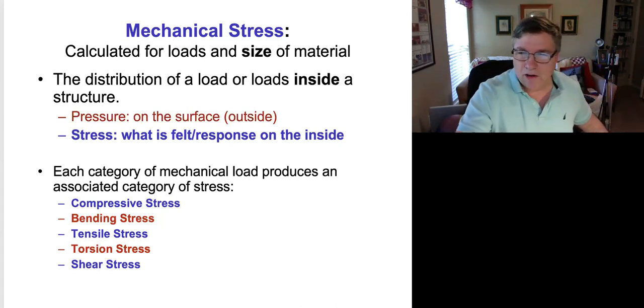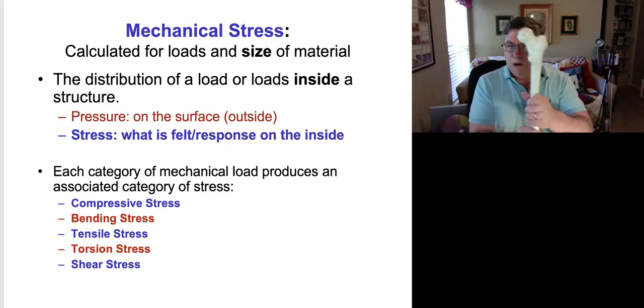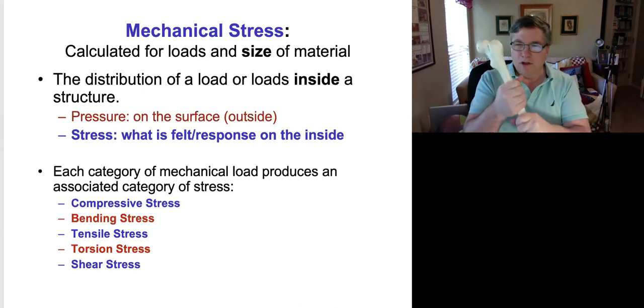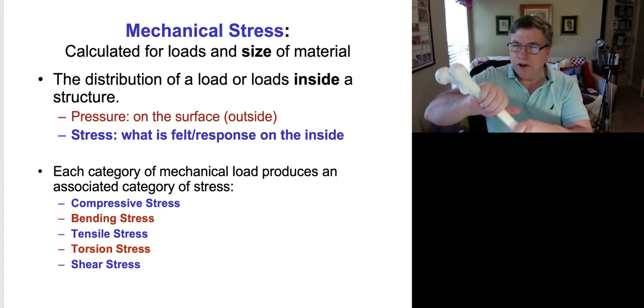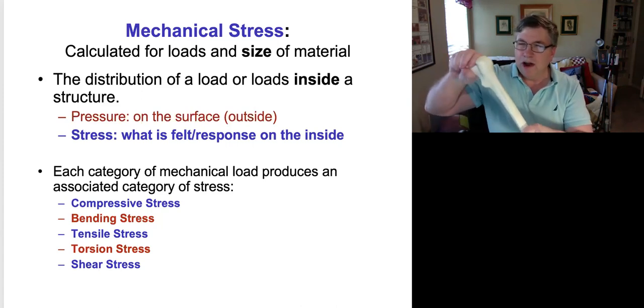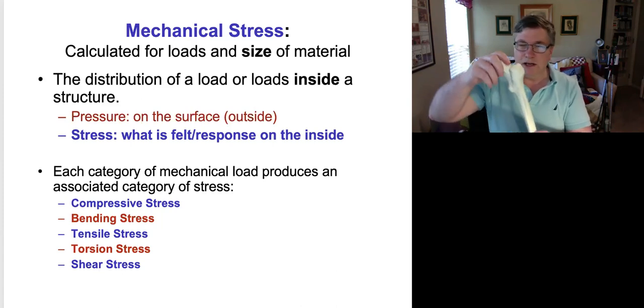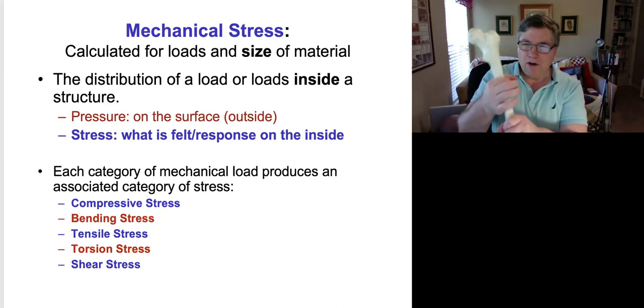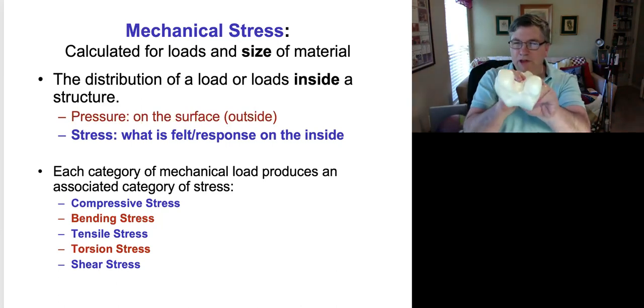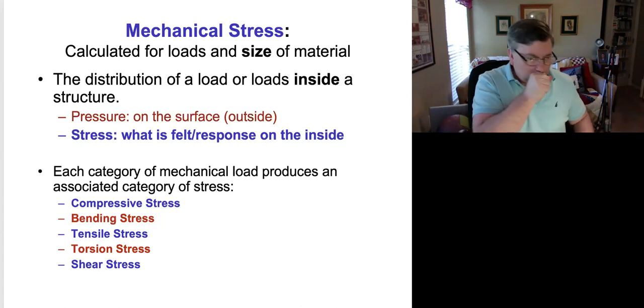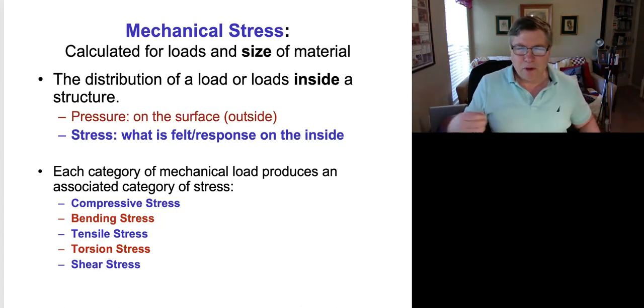Like inside the ankle or inside a critical bone, like here's the femur. If pressure is what's felt on the outside, stress is basically what's felt on the inside. The way we quantify this is the loading divided by the cross-sectional area, basically how thick something is. Stress is the response, we think, on the inside, and pressure is what we feel on the outside or on the surface of a material.